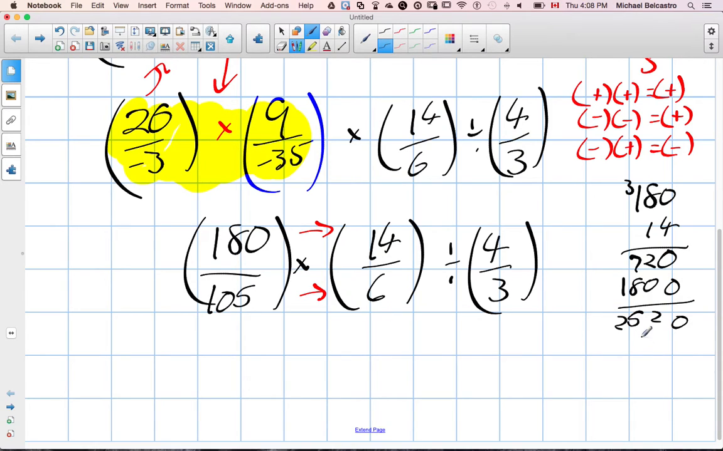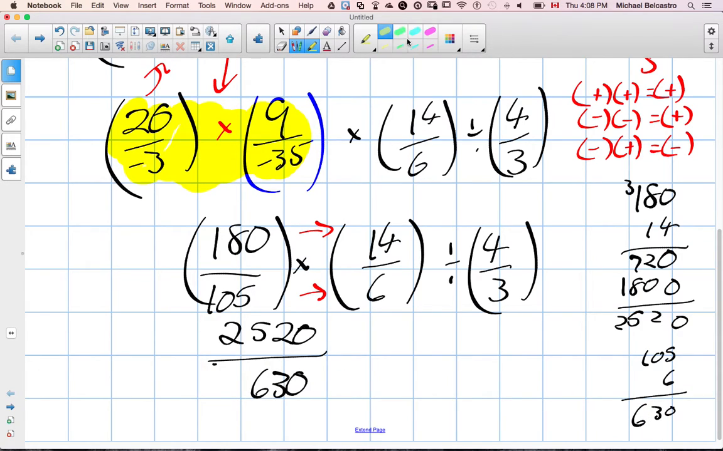Okay, so the number on top is relatively large. We have 2,520. And on the bottom, I have 105 times 6. 6 times 5 is going to be 30. 6 times 0 is 0. That's where we carry the 3. And then 6, so 630. So the number on the bottom is 630. So that's the evaluation of these two fractions now. And we still have the very last part. So we bring down the last division of 4 over 3.